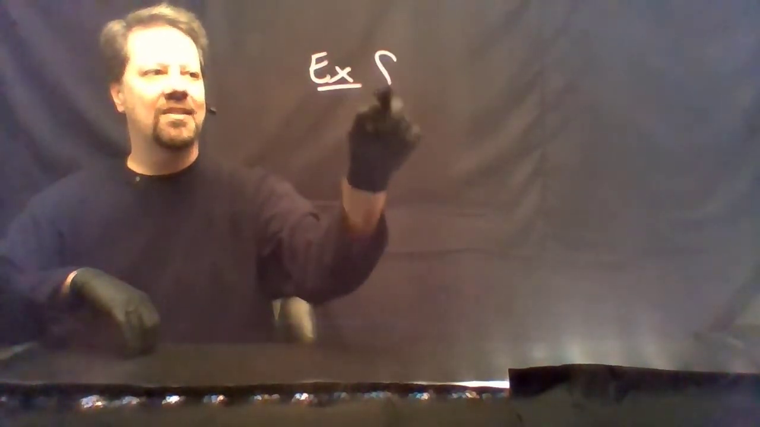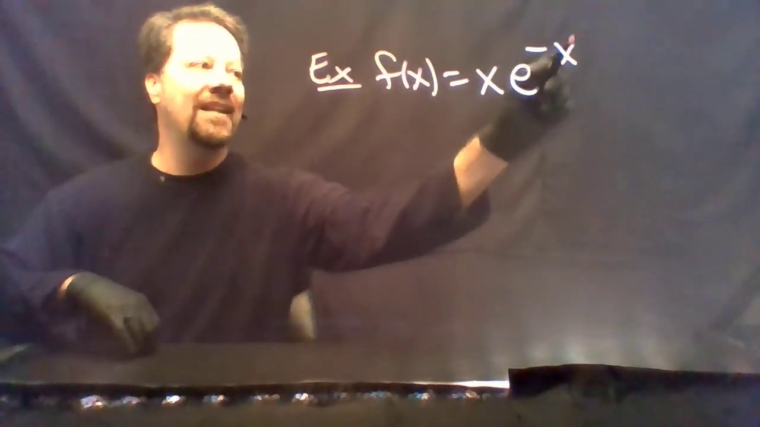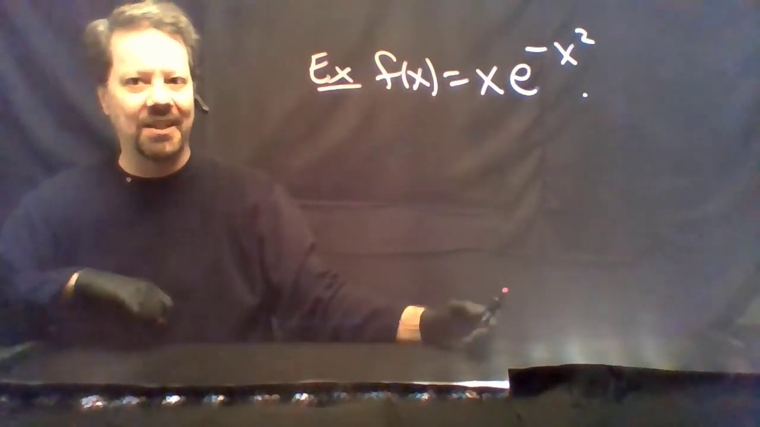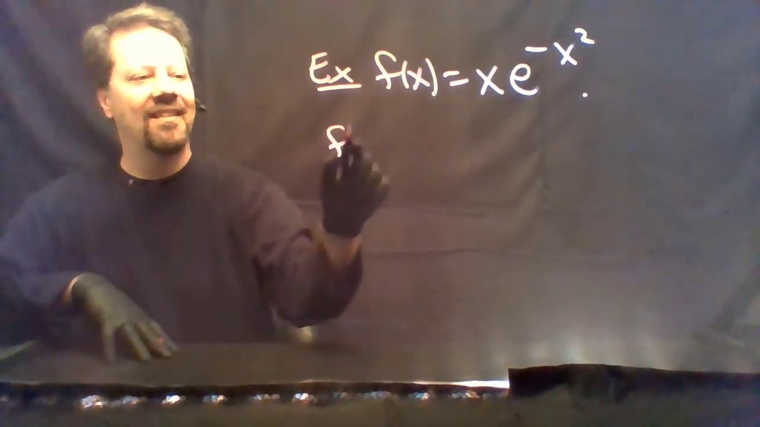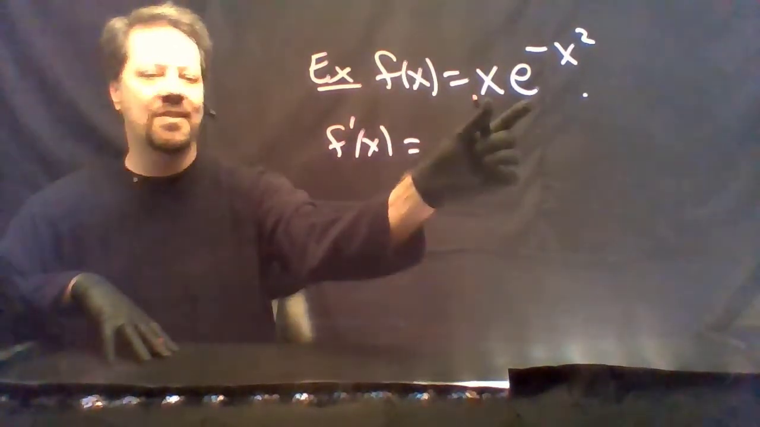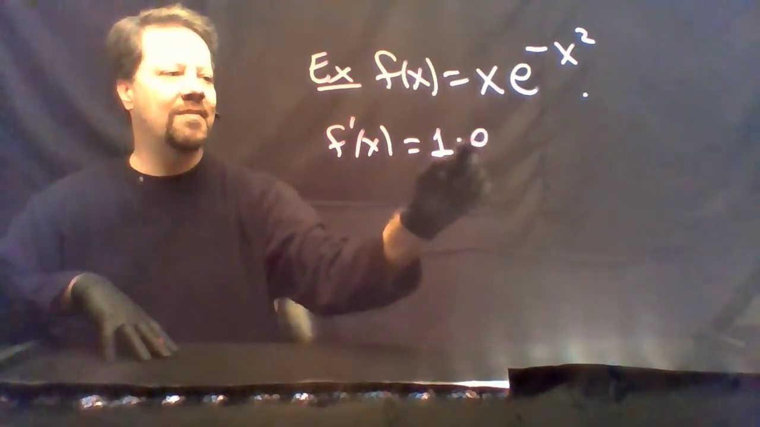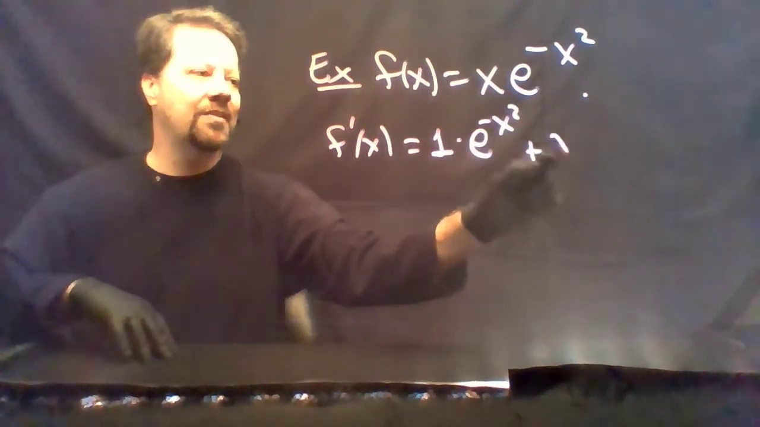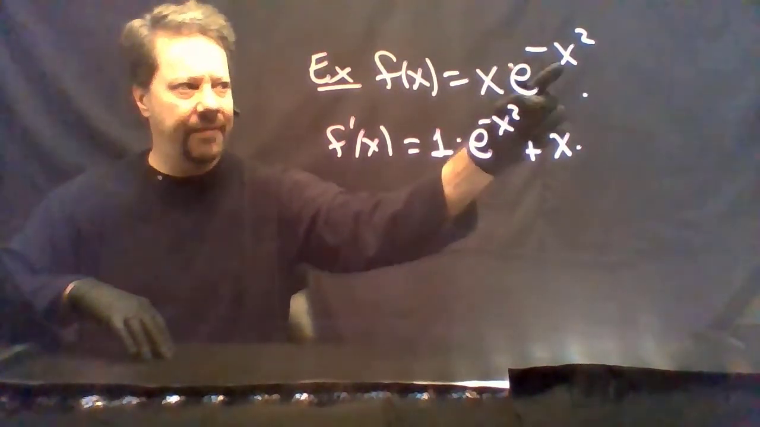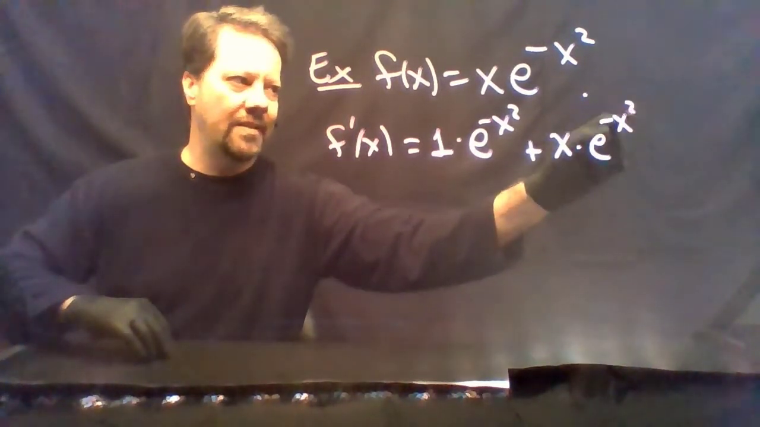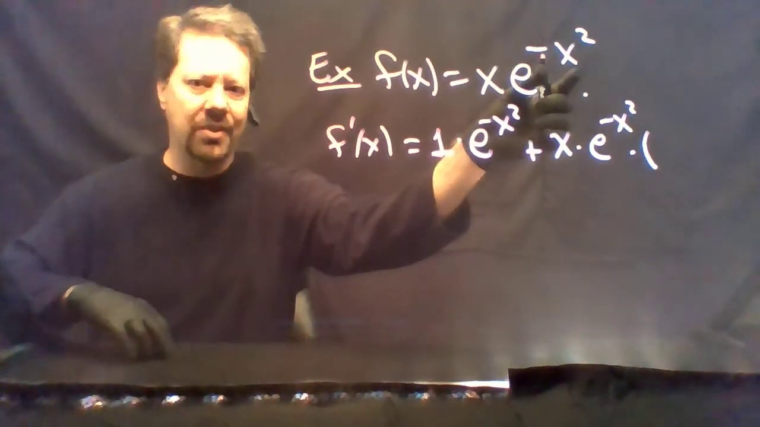Next, let's look at f of x equals x times e to the minus x squared. The derivative requires that we use the product rule. The derivative of the first times the second plus the first times the derivative of the second. The derivative of e to the stuff is e to the stuff, but you need to multiply by the derivative of the inside using the chain rule.